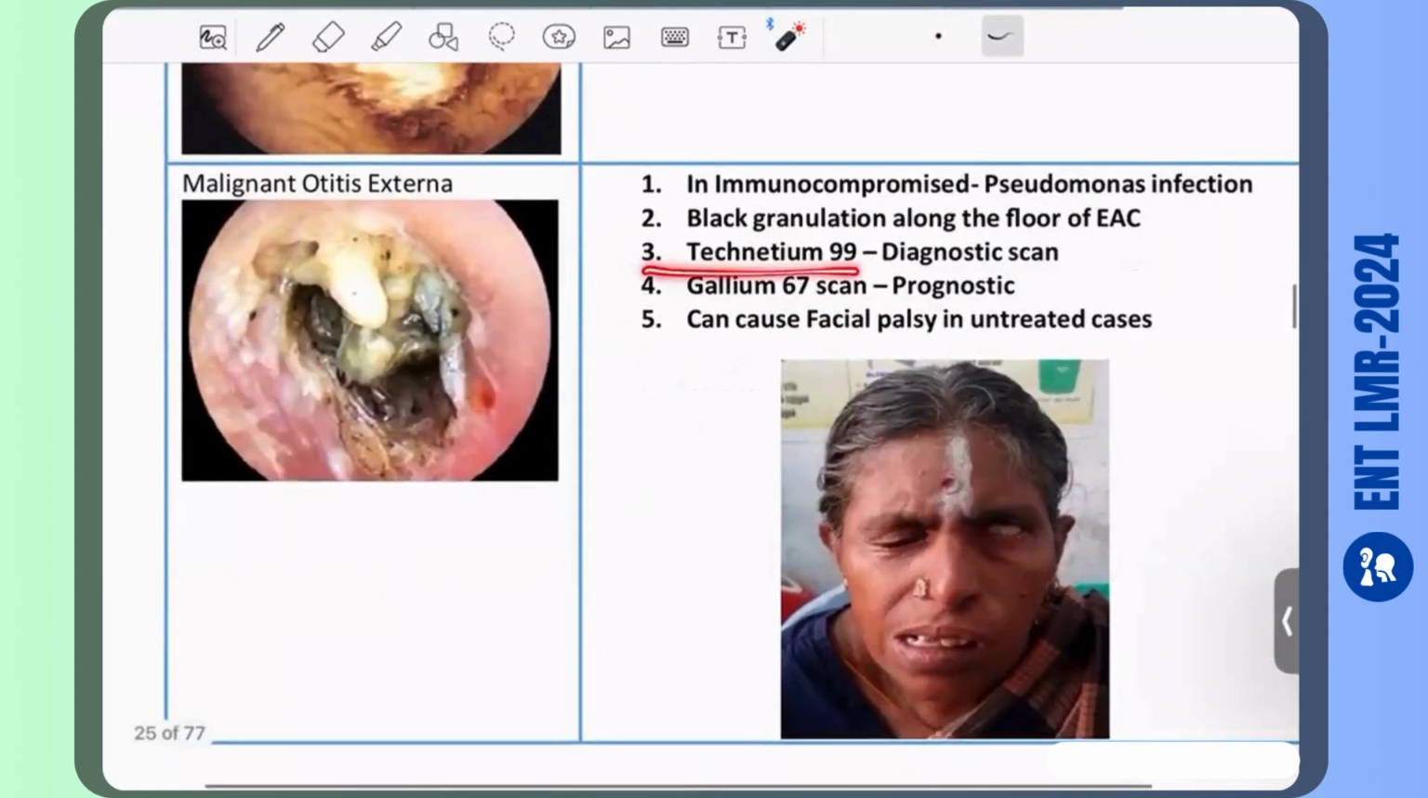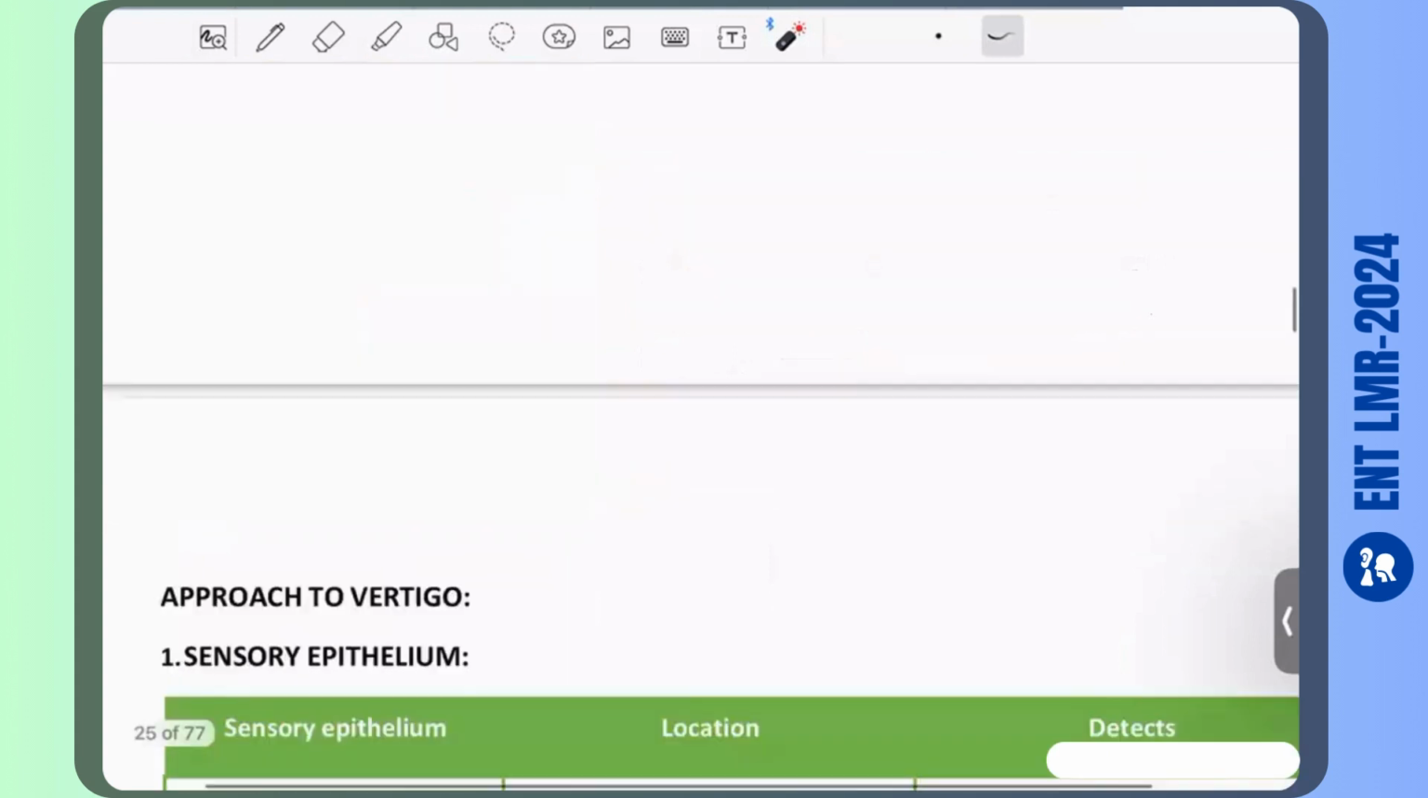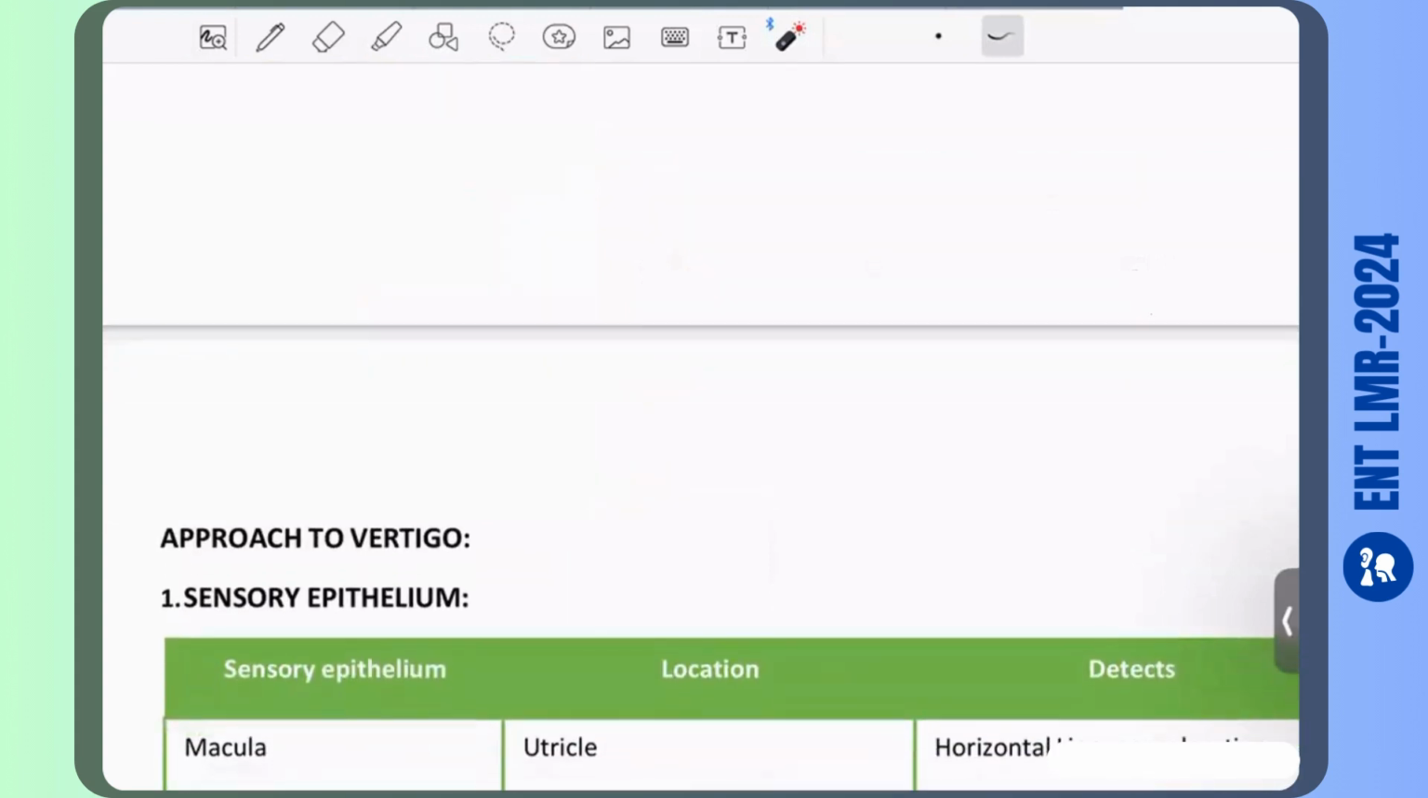So technetium-99 scan is a diagnostic scan. Gallium-67 scan is a prognosis scan. They may ask all these points as MCQ, very important disease. So we have completed approach to ear pain.